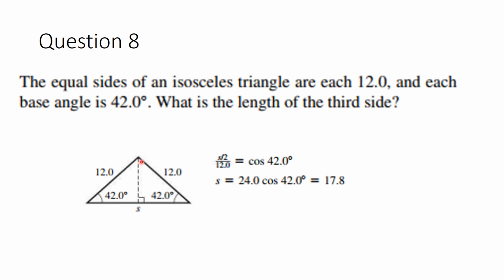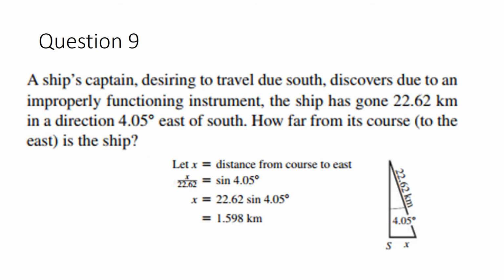We know from our geometry chapter that this perpendicular bisects that angle, and so we can say that S over 2, let's just use one of those, so S over 2 divided by 12 is the adjacent over the hypotenuse, and so that means S over 2 is equal to the cosine of 42 degrees. You plug that into a calculator and you find out that S has to be 17.8.